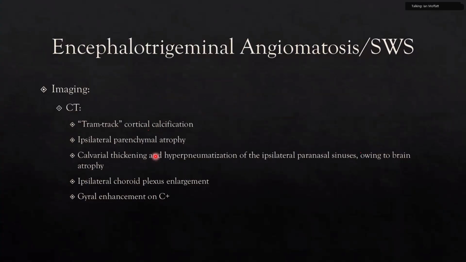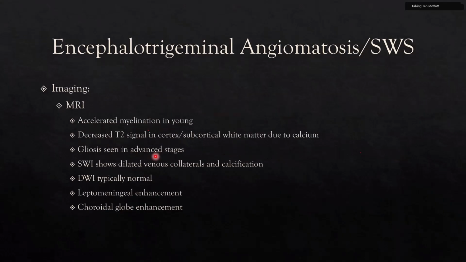On imaging, CT, we often see tram track cortical calcification, ipsilateral parenchymal atrophy, calvarial thickening and hyperpneumatization of the ipsilateral paranasal sinuses or mastoids owing to brain atrophy, almost like a Dyke-Davidoff-Masson. You get ipsilateral choroid plexus enlargement and gyral enhancement on CT.